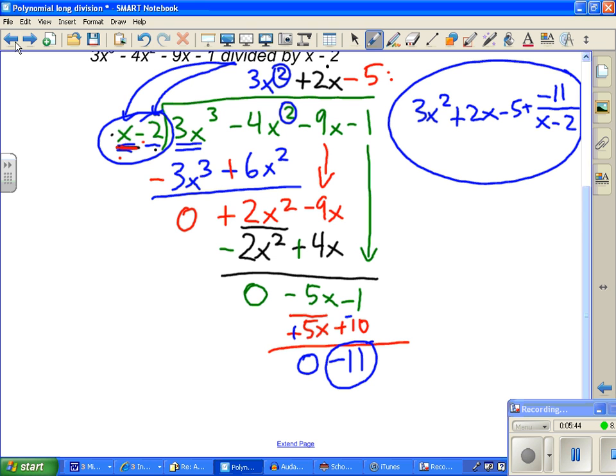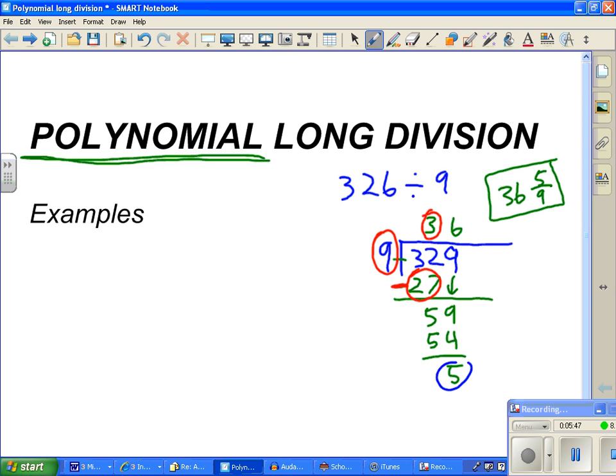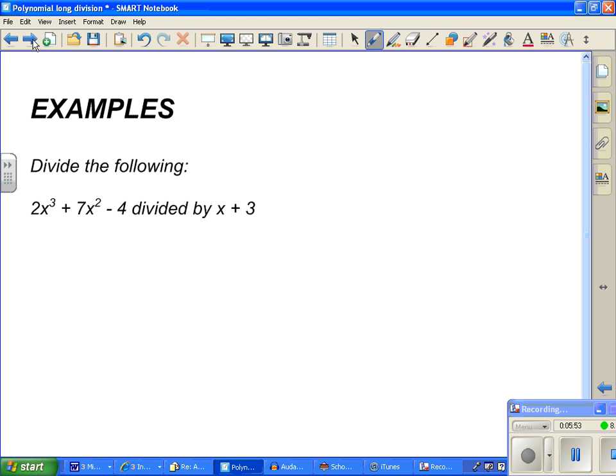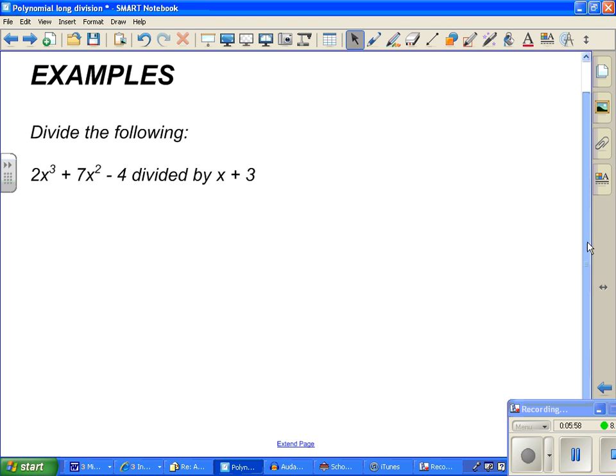Same reason I have the remainder over here. My remainder was 5. I put it over what I divided by. Same thing. Okay, very similar procedures. Let's try this one. This one's a little tricky.